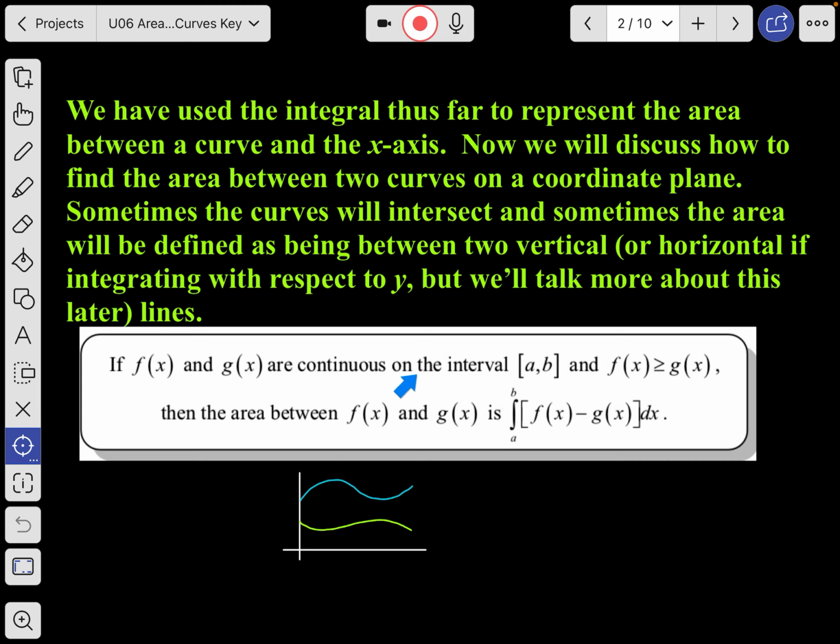If f of x and g of x are continuous on the interval from a to b, and f of x is greater than or equal to g of x, then the area between the two functions is the integral between a and b of f of x minus g of x dx.